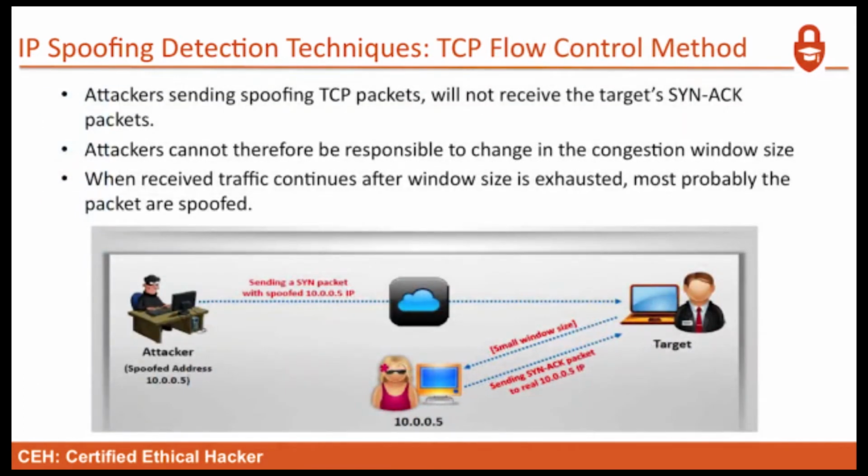IP spoofing detection techniques, TCP flow control method. So here's another method. Attackers sending spoofed TCP packets will not receive the target's SYN ACK packets. Remember, these are not two packets, it's just one packet with the SYN and the ACK flag set. We do SYN, we get a SYN ACK back, and then we send them an ACK, right? So we send them a SYN, and then we won't get the SYN ACK back.